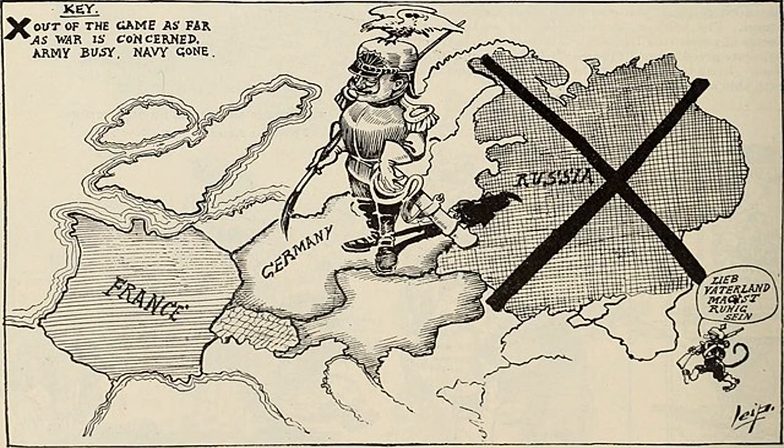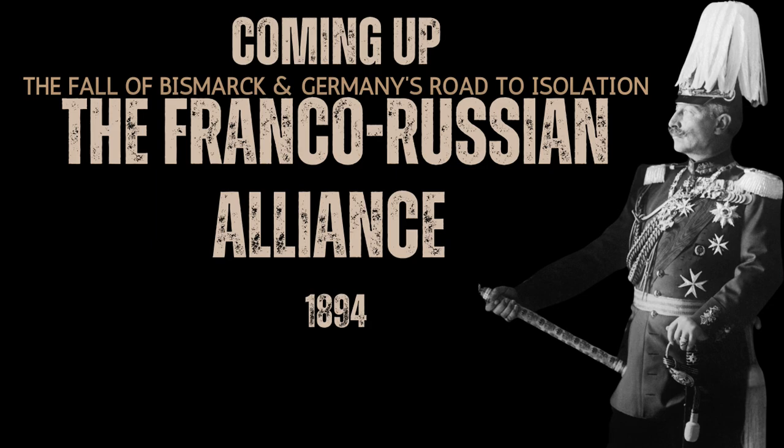How did Britain go from a traditional enemy of France to its closest ally? And how did Wilhelm's reckless diplomacy drive Britain into the arms of Germany's enemies? Find out in our next episode, The Franco-Russian Alliance, 1894: how Germany's enemies grew stronger.